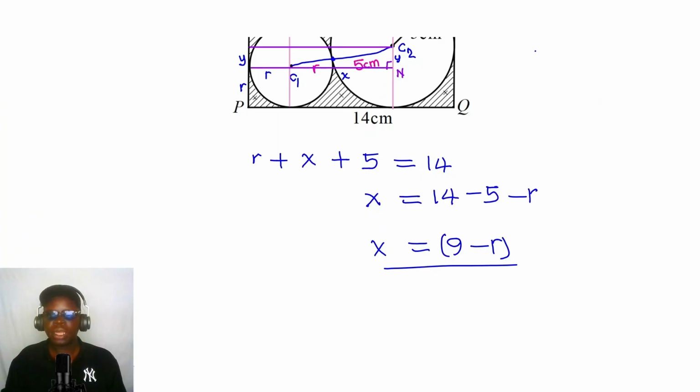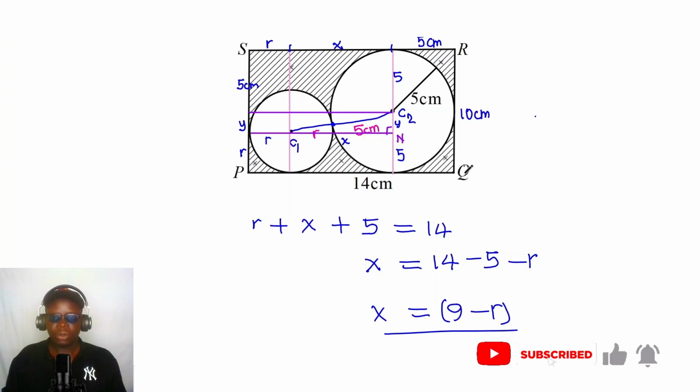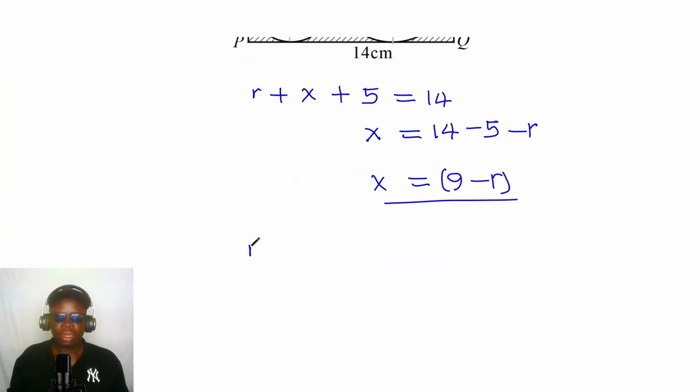Let's move to Y. So for us to get Y, we're going to follow this vertical sum. Since our radius here is 5, also here is 5, when we sum together it is the diameter, and diameter is the same as our RQ, and that is 10 centimeter. The sum of PS is the same as QR. Now let's add R plus Y plus 5 to give us 10. And we go ahead and do that. So we have R plus Y plus 5. This must give us 10.